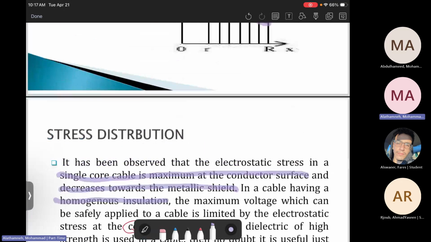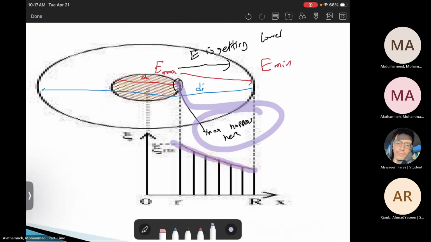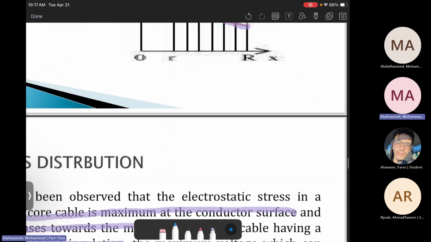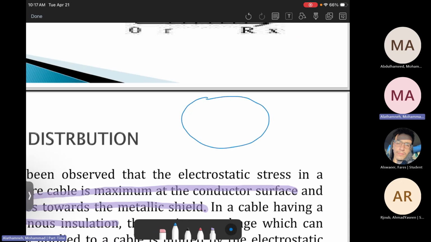So again, what we mean by this, when we do the cable, let me do it again here, the single core cable. Here is the core cable. Then we can say here is Emax. So we can put the material that can be here as very strong material. Then the other thing, here we need weaker material.